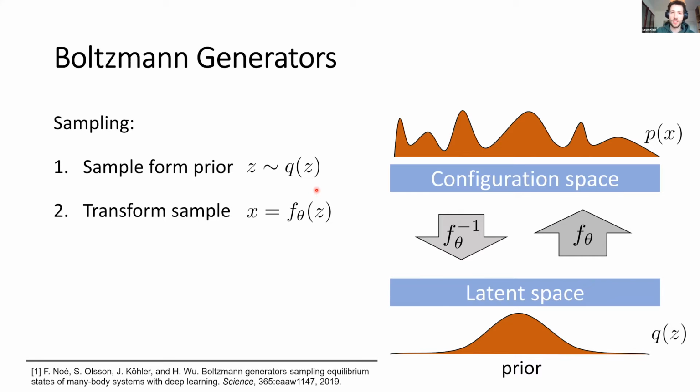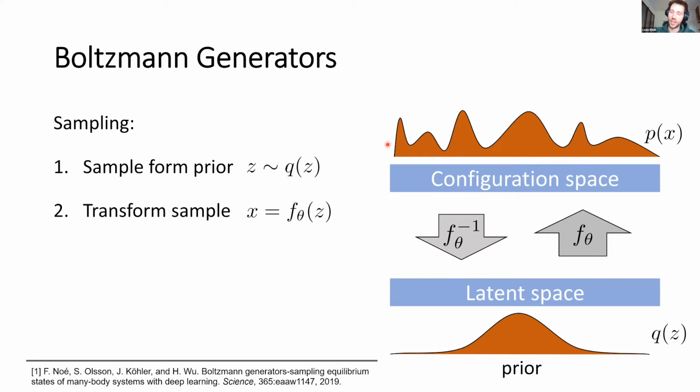We train this invertible transformation such that the output distribution of our Boltzmann generator is as close as possible to the target Boltzmann distribution. But in practice, they won't match, so we'll have somehow biased samples.